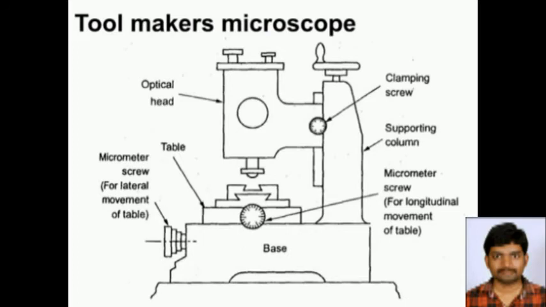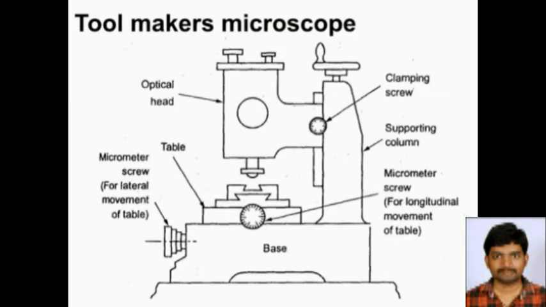The optical head is mounted on a vertical column and can be moved up or down and focused over the work. To clamp the optical head at any desired position, a clamping screw is provided. The workpiece is mounted on the glass plate placed on the table. A light source provides a horizontal beam of light which is reflected from a mirror by 90 degrees upwards towards the table. The beam of light passes through the transparent glass plate on which the workpieces to be checked are placed.